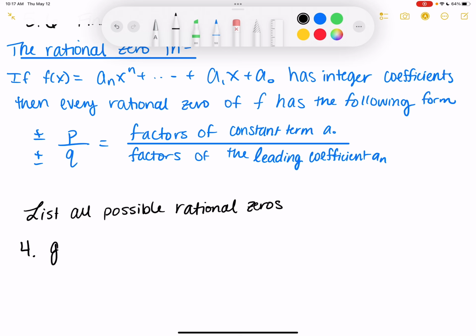All right, g of x equals x cubed minus 4x squared plus x minus 10.